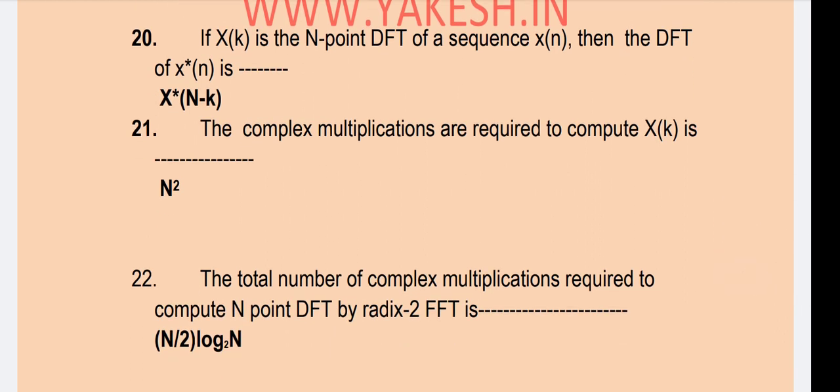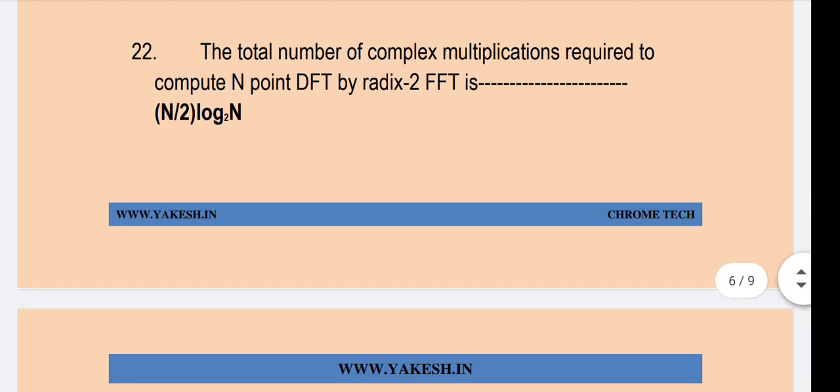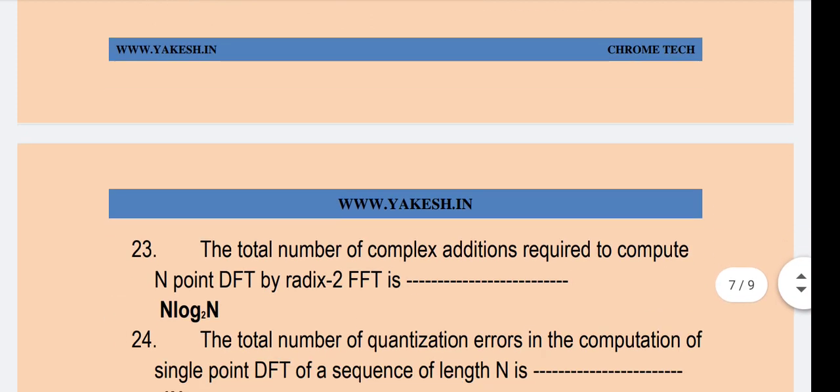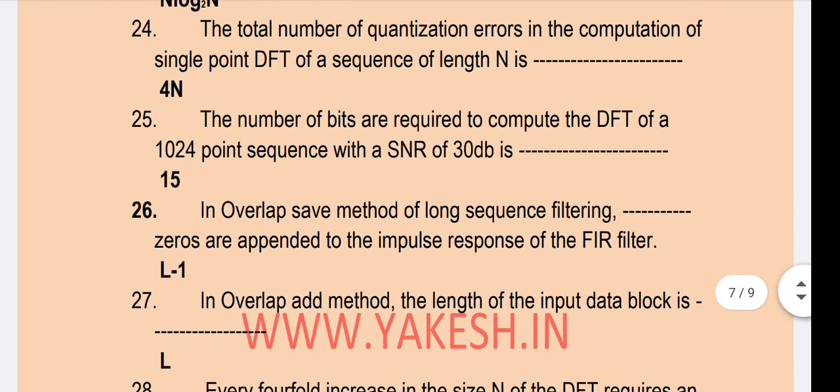If X(k) is the N-point DFT of the sequence x(n), then the DFT of X(n) is x(N minus k). The number of complex multiplications required to compute X(k) is N square. The total number of complex multiplications required to compute the N-point DFT by radix-2 FFT is N/2 log base 2 N. The total number of complex additions required to compute the N-point DFT by radix-2 FFT is N log base 2 N. The total number of quantization errors in the computation of a single-point DFT of a sequence of length N is 4N.